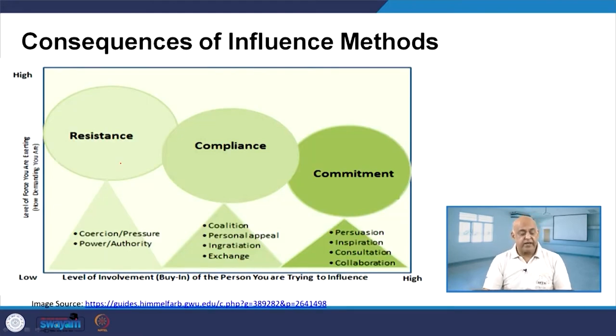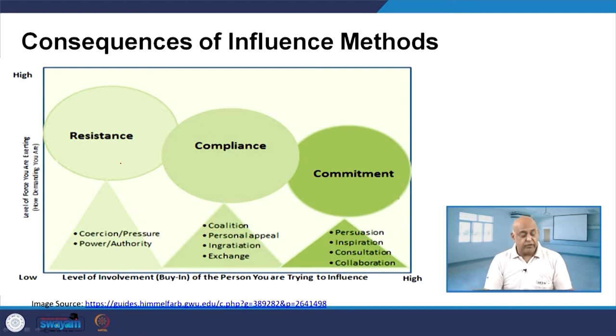Now, I would like to take up the consequences of the influence methods. In the case of the influence methods, you will find that the level of involvement of the person the leader is trying to influence is on the x-axis, and on the y-axis is the level of effort or influence that the leader is exerting from the leader's side.